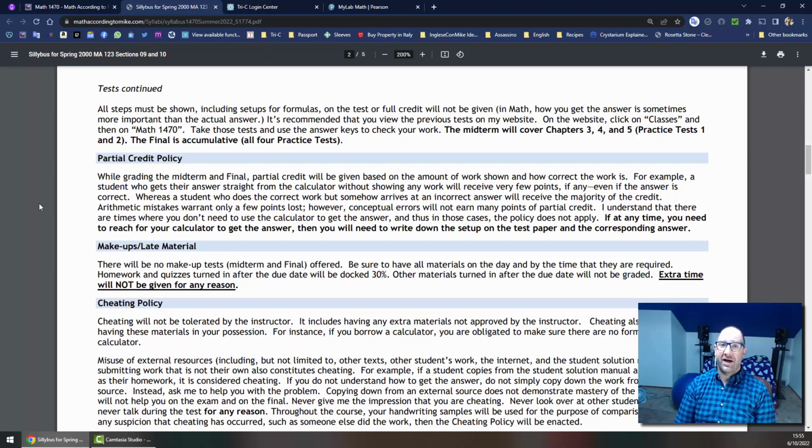Okay, makeups, there are none. So if you miss the midterm, it's a 0. If you miss the final, it's a 0. A makeup is considered anything taken after the class has done it. So just keep that in mind. Please be sure you are there on those 2 dates for the midterm and the final, respectively. Homework and quizzes, as stated, if you turn those in late, you're docked 30% of only what was turned in late.